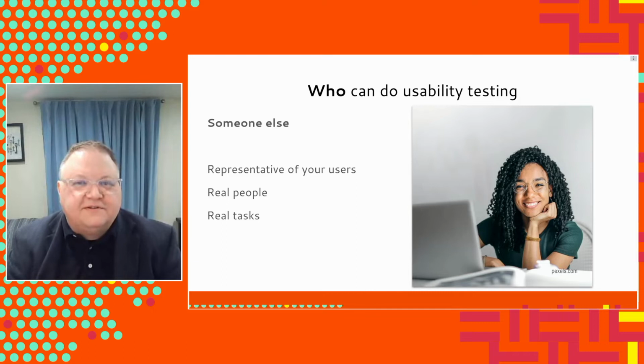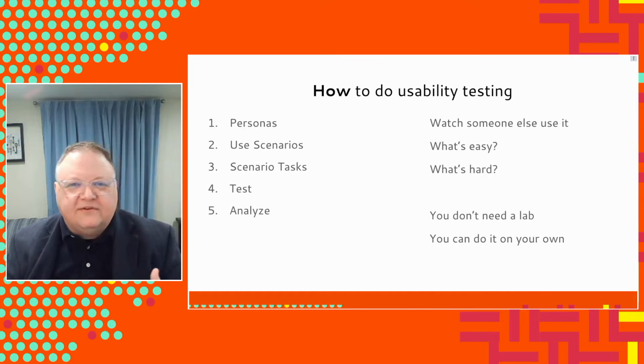Somebody who's a real person, they're doing real tasks, and you're going to see if they can do it in a reasonable amount of time. And so this means, if you're creating an application that is, let's say, an IDE for a developer, well, you want to get some other developer to do testing for you. You don't want to just get some general user. So you want to make sure you match the tester to the audience, the people who are going to be using that application. And so how do you do usability testing?